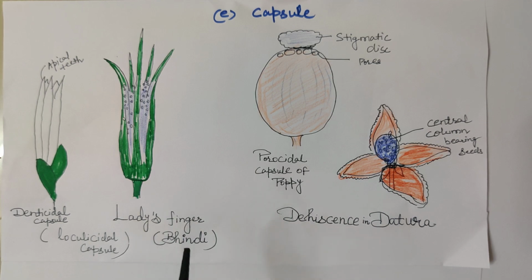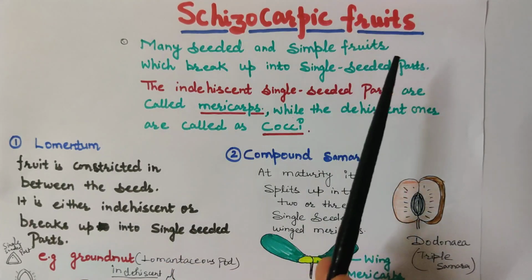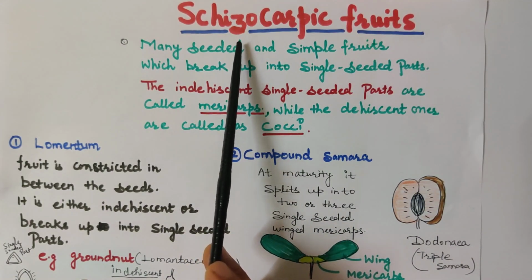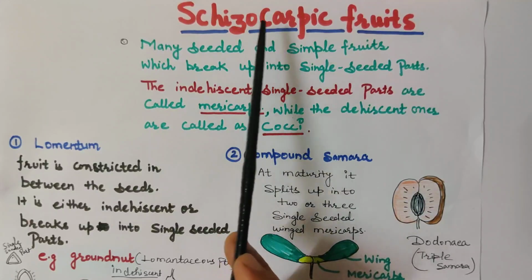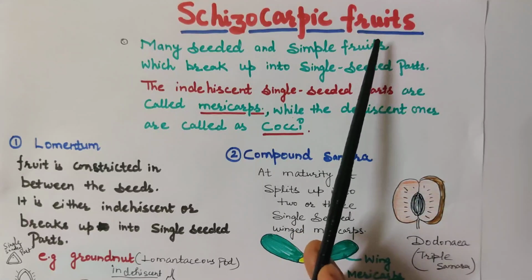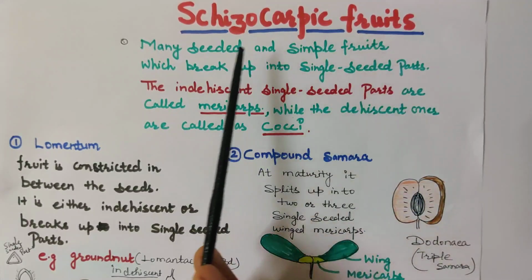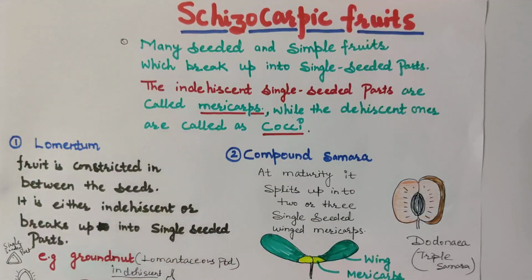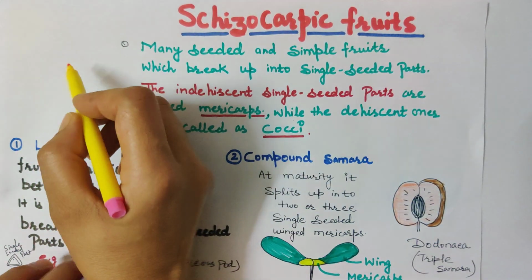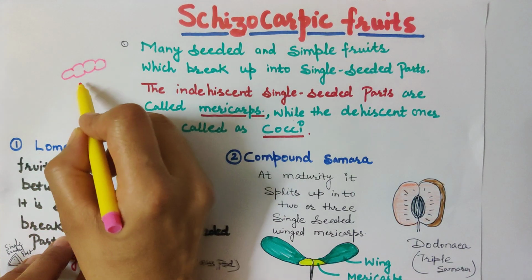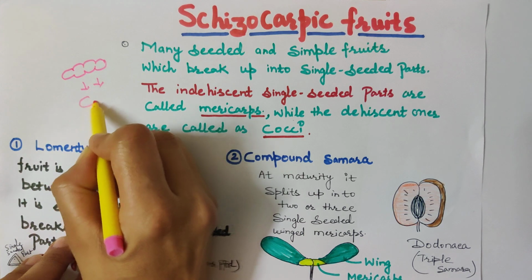Now we will discuss schizocarpic fruits. Schizocarpic fruits are those fruits which have many seeds inside them. They are simple fruits. These fruits break up into simpler, smaller, single-seeded parts. The indehiscent single-seeded parts mean that when it breaks into parts, like here, this is the main fruit, it splits up into parts.